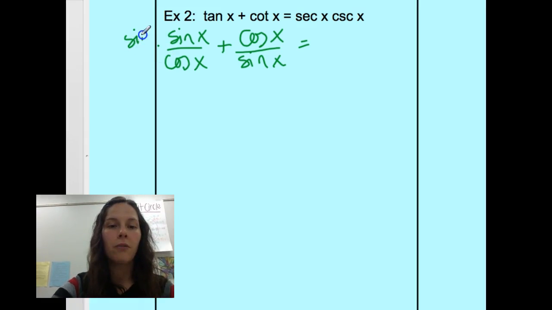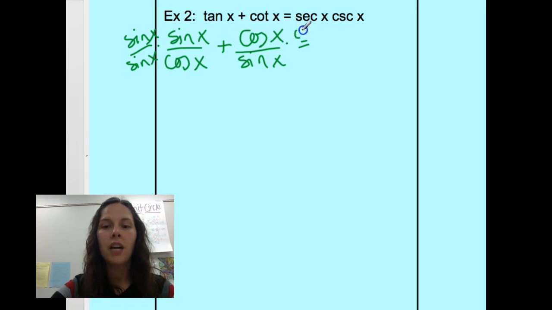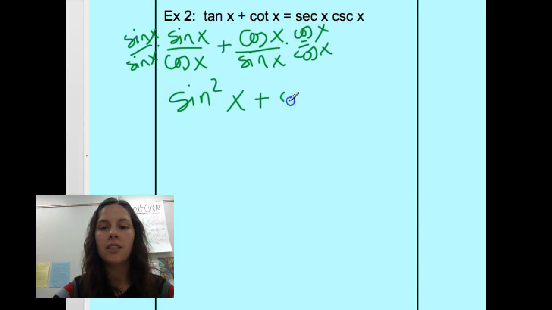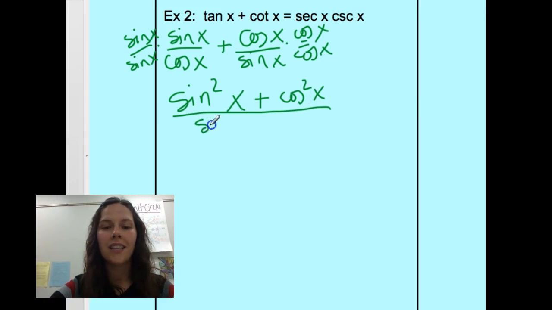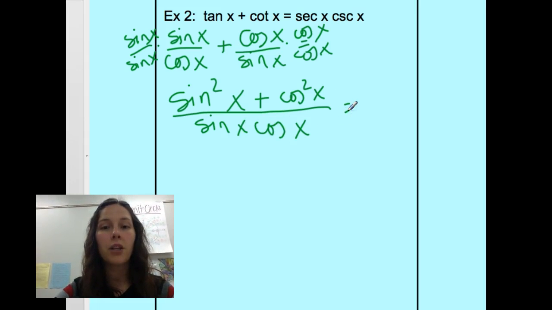So I'll multiply my first fraction by sine over sine, and I'll multiply that second fraction by cosine over cosine. Once I've got that common denominator, I can add my fractions together. So my first numerator is sine squared. My second numerator is cosine squared. And in the denominator, I have sine times cosine. Simplifying my numerator, hopefully you again recognize that as a Pythagorean identity. Sine squared plus cosine squared equals 1. So we have 1 over sine x times cosine x.